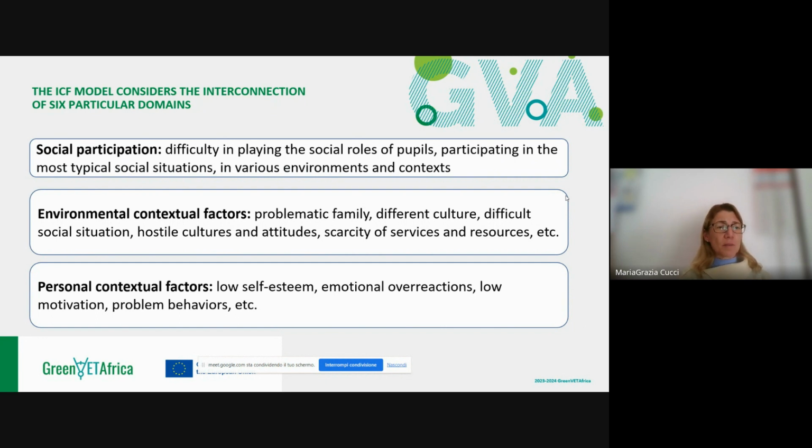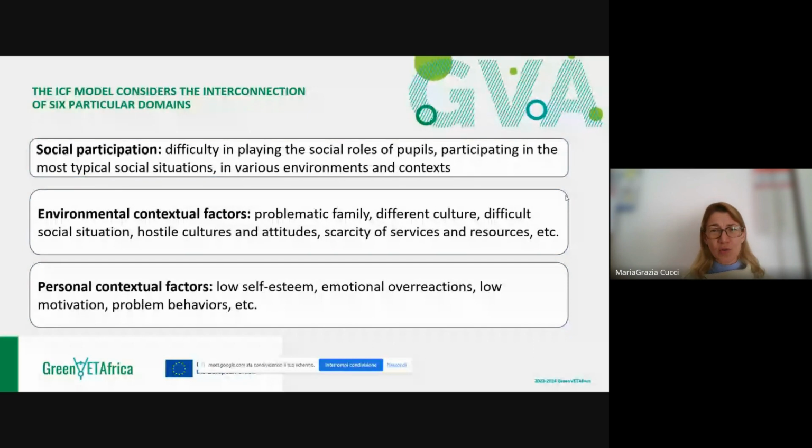There are also some situations that are not due to the specific student. There are environmental contextual factors. We all see situations in families, for instance. We can consider differences in culture. We can consider difficulties in social situations. We can consider the difficulty in having services and resources. These situations are sometimes very impacting on the school life of our student.